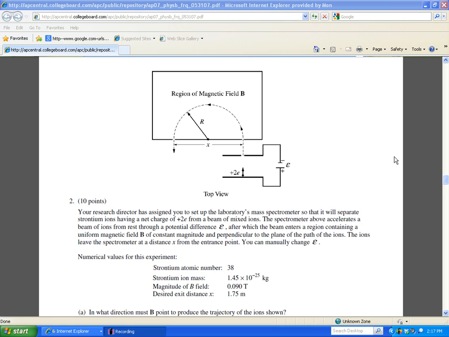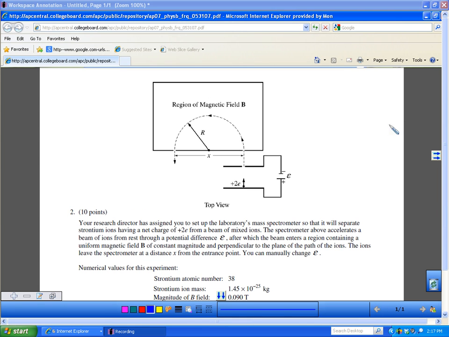All right. I'm going to record the second problem for the 2007 B test and see if I can work it for you. All right, so here's what I know.